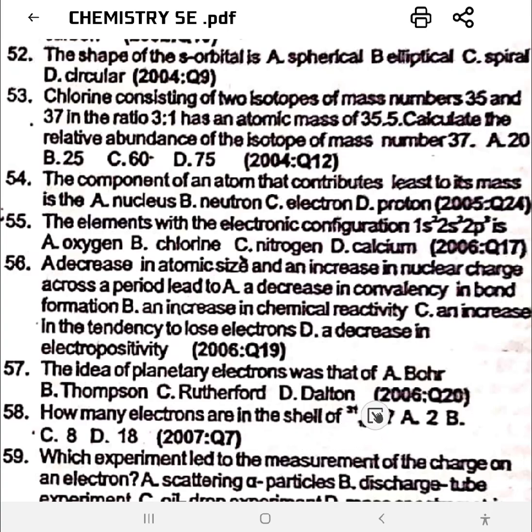58, this question has been repeated kind of. Option C, you have 8. How many electrons are in the shell? And in what shell actually? I think the L shell, this question is not complete. The L shell will contain 8. The K contains 2 and the M contains 5.